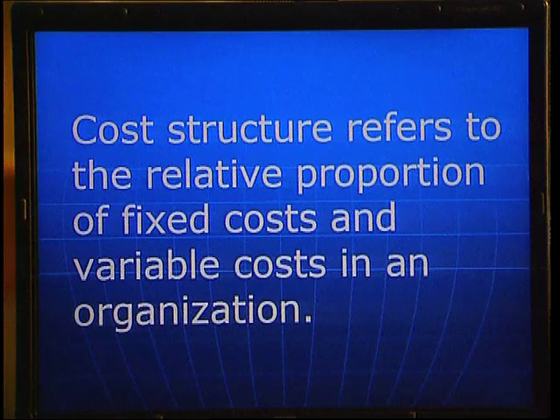Now let us know what is meant by cost structure. Cost structure refers to the relative proportion of variable cost and fixed cost in an organization. For example, out of the total cost, the 30% can be variable cost and 70% can be fixed cost, or vice versa.